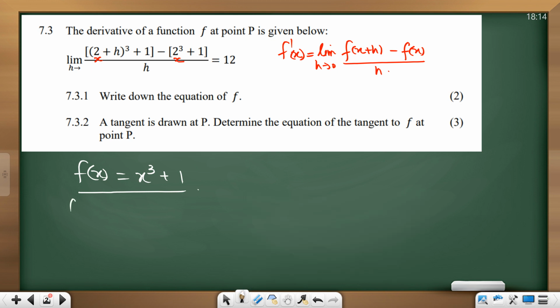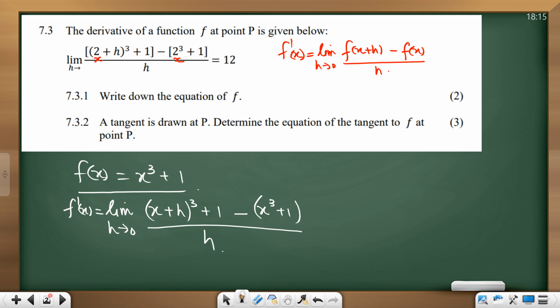What am I going to get here? Check. What will it be? Limit as h approaches 0, f of x plus h. It's fair enough, right? Do you see that? f of x plus h minus f of x. What's f of x? x cubed plus 1. Guys, are you seeing the similarity between the two? When they said at a point, it means at which point? x equals 2.